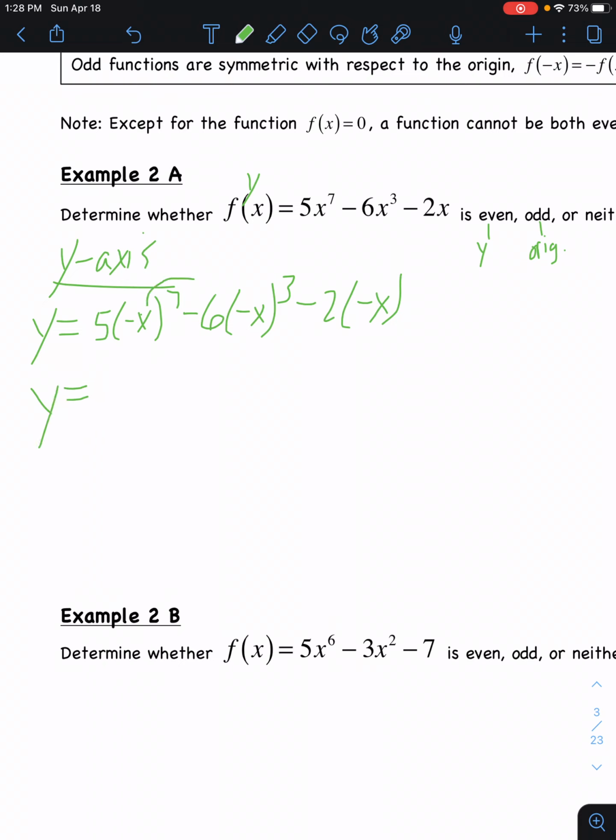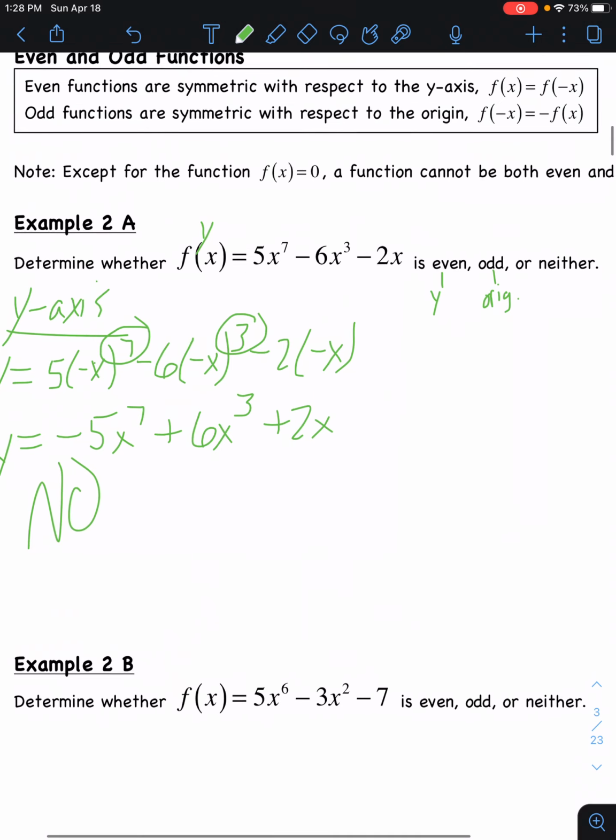We have odd numbered exponents here, so that means this will be changing the signs in front. So this will be negative 5x to the 7th, this will be plus 6x to the 3rd, and this will be plus 2x. So this does not turn into the original equation. Therefore, it is not symmetric in respect to the y-axis.